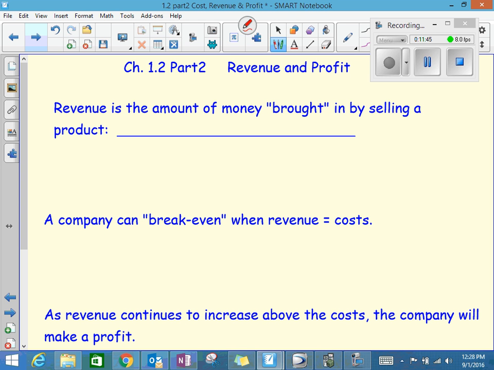Okay, so revenue is defined as the amount of money brought in by selling the product. So when you're talking about revenue, it's just how much you're selling and how much money they're paying for that item. So we're not thinking about how much it costs you to make the item. We're not talking about manufacturing costs. We're talking about purely how much money you're getting by selling these items.